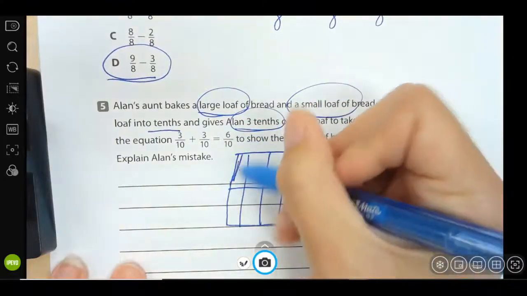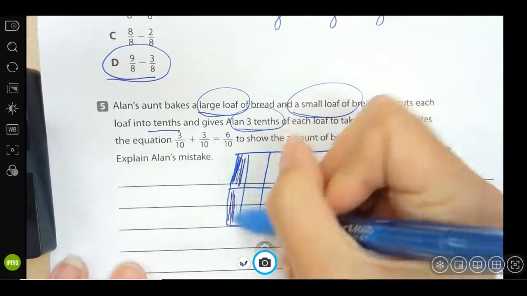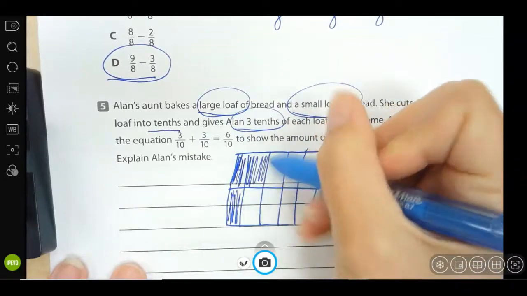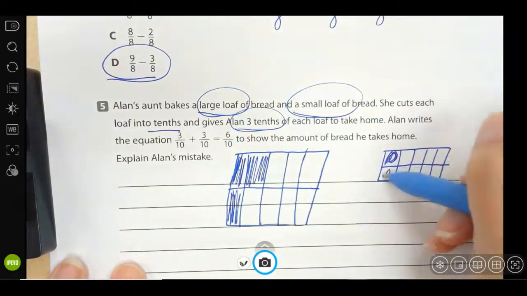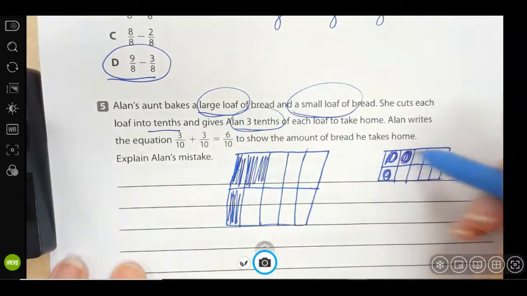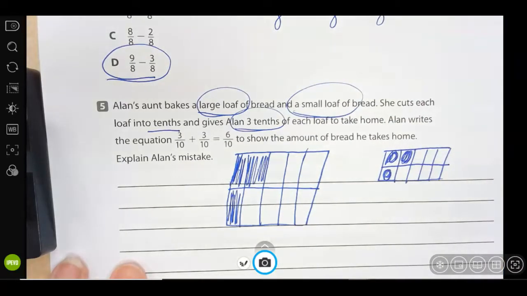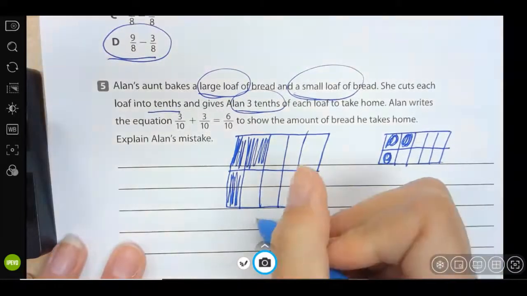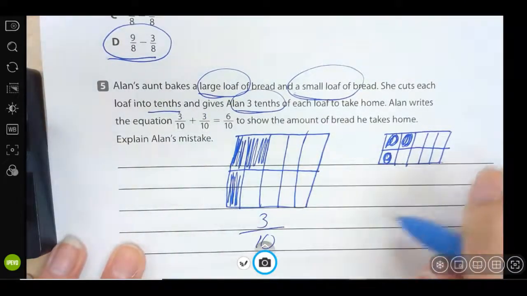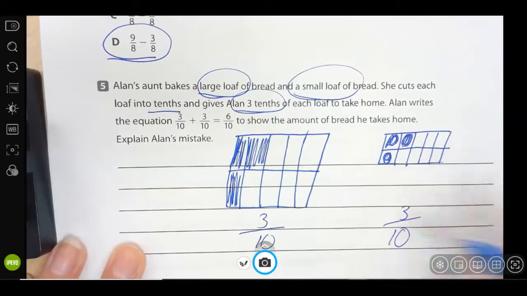Let's shade in, because she gives Alan 3/10 of each loaf. So we're going to shade in 3 pieces of each loaf. There's 3, and there's 3. On your bottom, please. Okay. So there's 3/10 here, and there's 3/10 here.